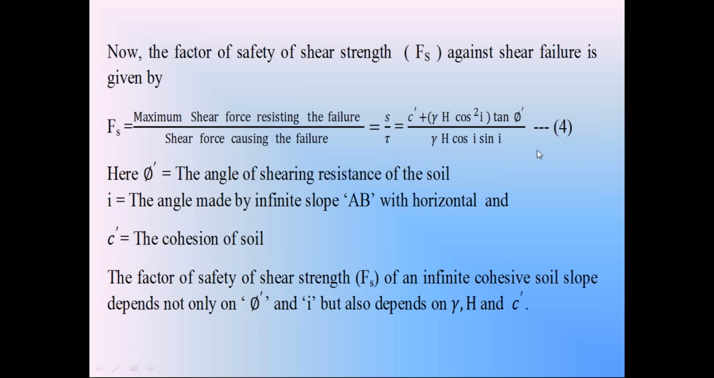In this equation, phi dash is the angle of shearing resistance of soil. i is the angle of soil slope with horizontal. C dash is the cohesion of soil. So by using this equation 4, we can calculate the factor of safety of the infinite cohesive soil slope in the dry condition. Now in this infinite cohesive soil slope, we have two more conditions: submerged condition and seepage flow condition. Next class, I will explain those two conditions in this infinite cohesive soil slope.